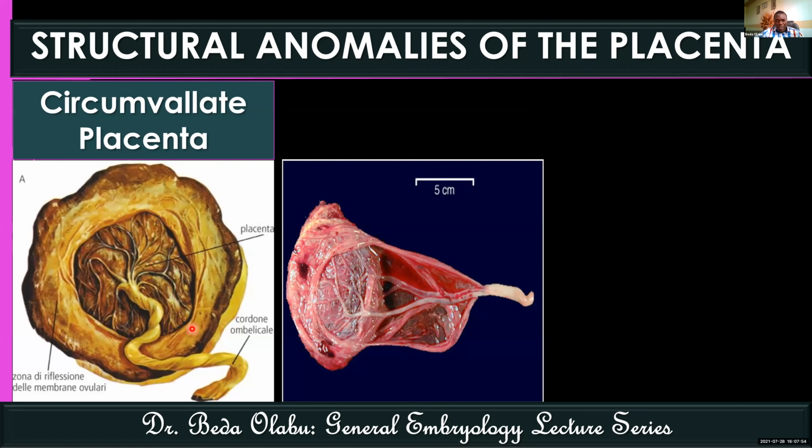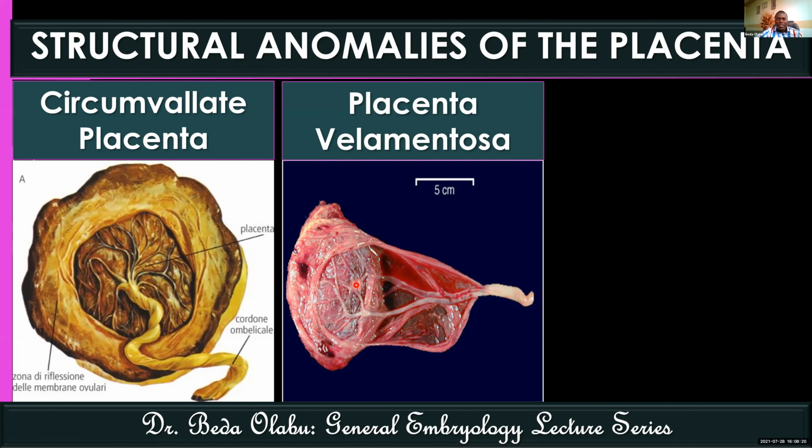In the second image, we see the umbilical cord has come and it has branched. So the umbilical vessels have branched before the umbilical cord can reach the placenta, which means that the umbilical cord is attaching at the membranes and not on the placenta itself. We call this placenta velamentosa or velamentous placenta.